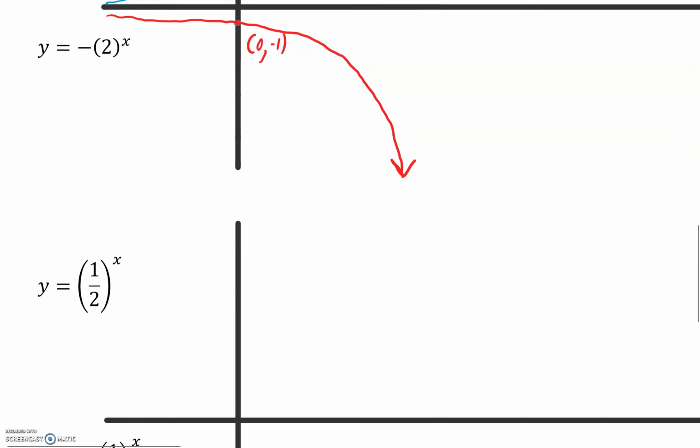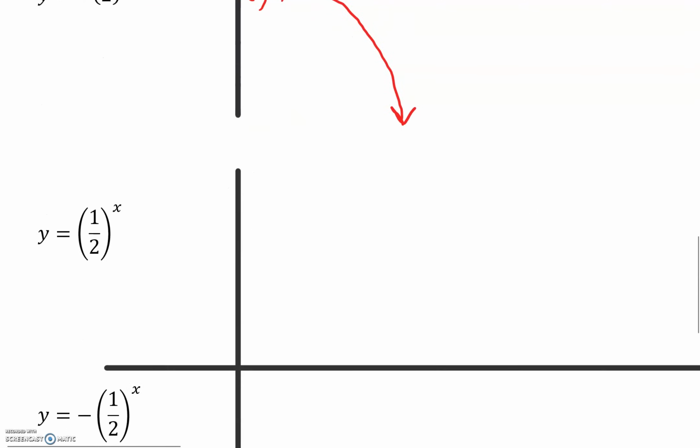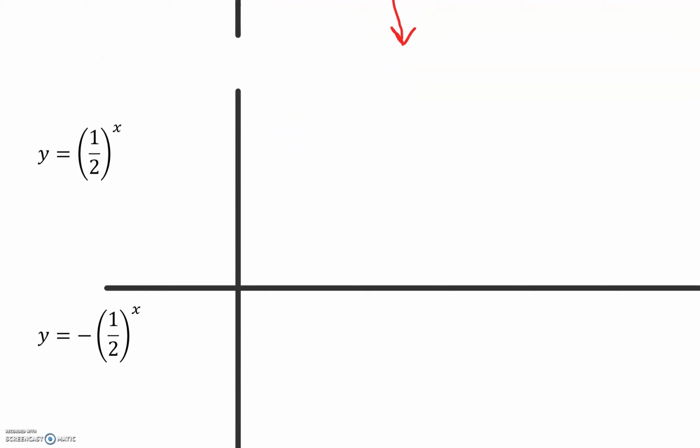Okay, what about fractional b values? Because they're supposed to do something different. They're supposed to change the shape. So instead of curving up, what's going to happen? Well, we are going to curve down. So still the same a value.